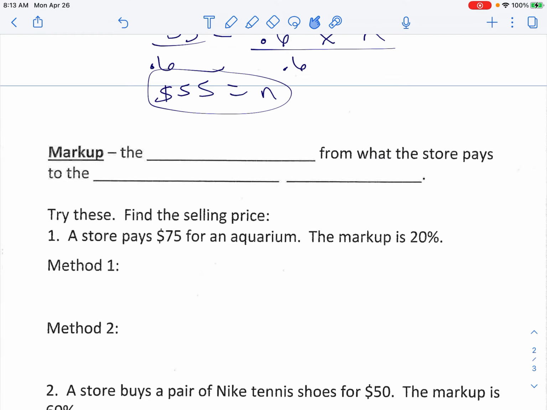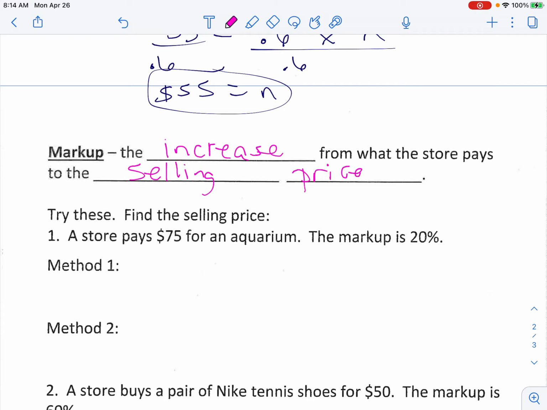All right, so we're going to move on to the opposite of a discount, which is a markup, the increase from what the store pays to the selling price. So let's say that you own a shoe store on the square in downtown Noblesville. And let's say that you purchase a pair of shoes from the manufacturer, from the factory that made the shoes. Let's say that you paid $12 for the shoes.